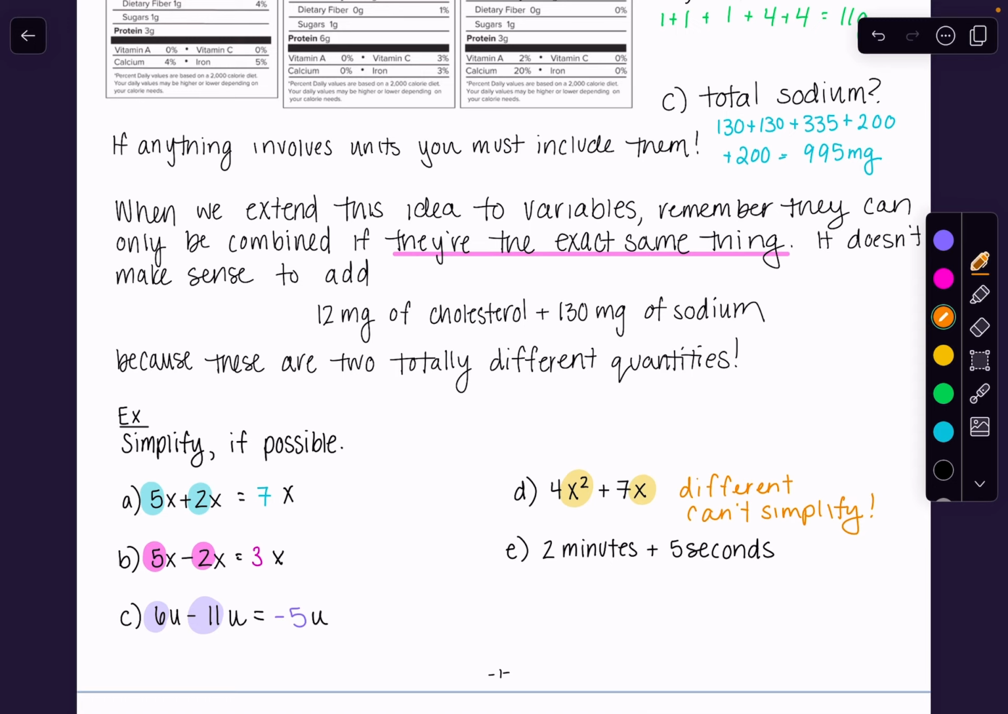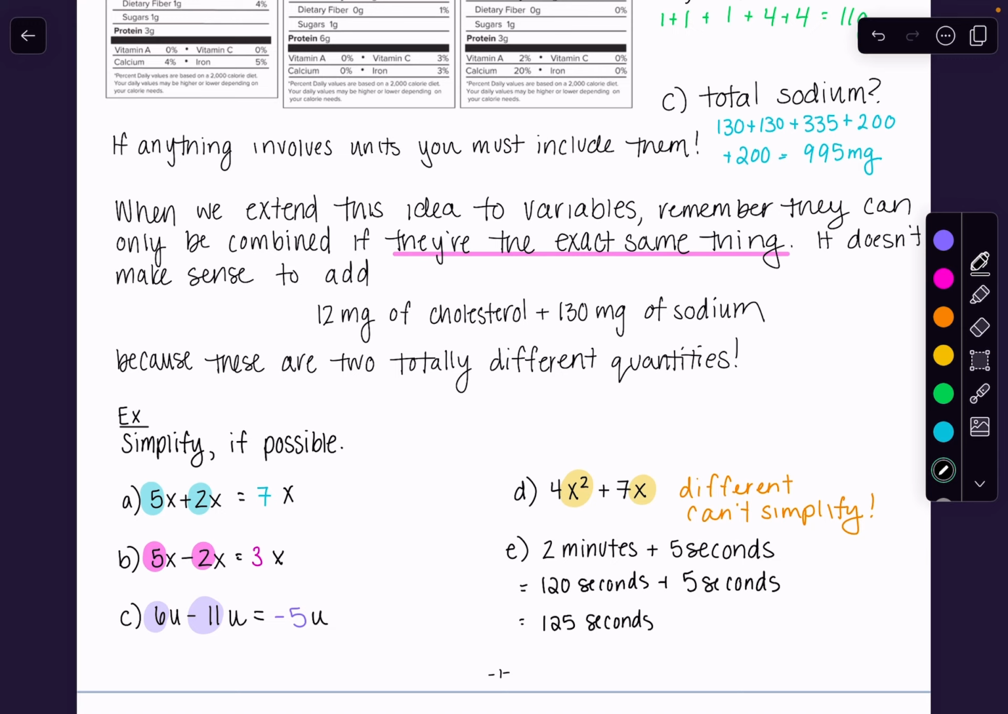But what I can do is I can make these the same thing because they are representing similar types of things. So 2 minutes is exactly the same as 120 seconds. So we can convert that 2 minutes to make it so that they have the same unit. And now that I'm taking 120 seconds and adding 5 seconds, these are the same thing. So now it makes sense for me to add those two together to get 125 seconds. Okay. So again, we'll talk about conversions later on, but time is something you should be familiar with already.